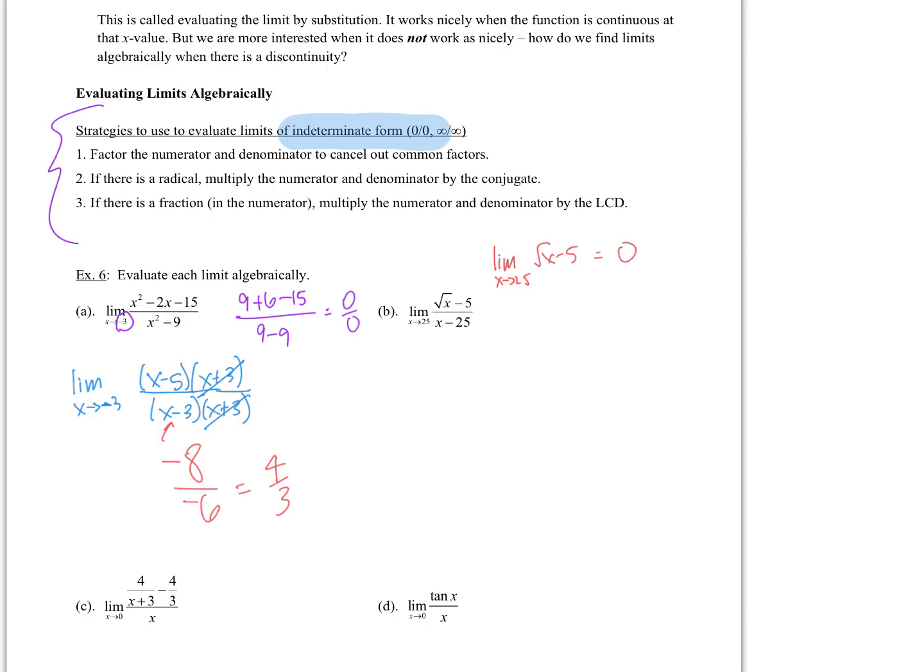And I get 0. And if I do direct substitution on the bottom, I missed a 5. There we go. That gives me a 0. So that's the indeterminate form. 0 over 0 or infinity over infinity is the indeterminate form.